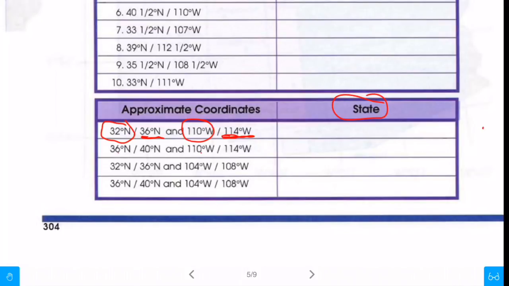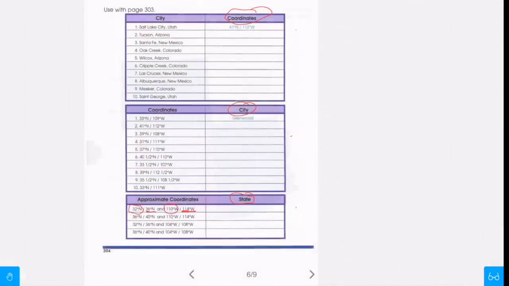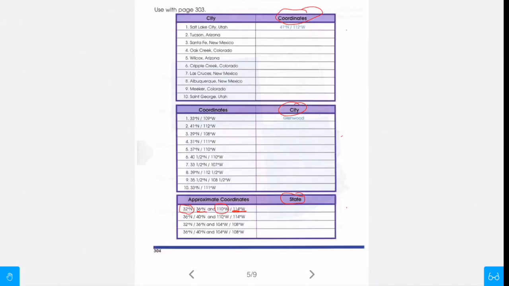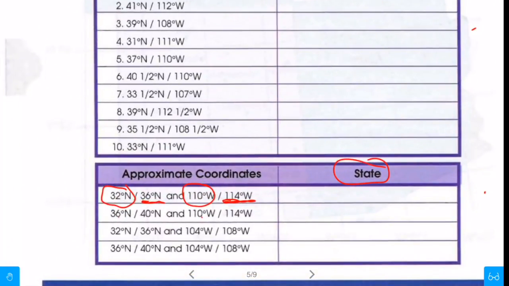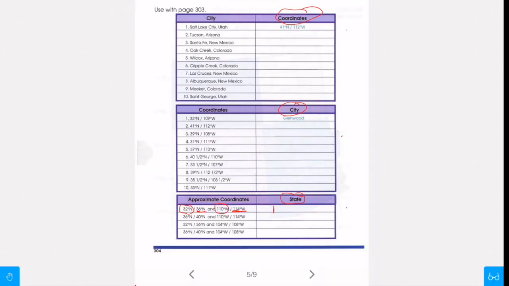For this, what we're going to do is I'm just going to put a dot where these two intersect. So I'm going to go find 32 north and 110 west. So here's my 32 north on this map. Here's my 110 west. I'm going to follow my lines, and I'm just putting a dot where they intersect. Then I'm going to go to my second set of numbers, which is 36 north and 114 west. So now I'm going to make a dot at 36 north, 114 west. And so basically looking at my two dots, what state is the majority of what's between the dots? So it is Arizona. So I'm going to go back here and write Arizona for my state.